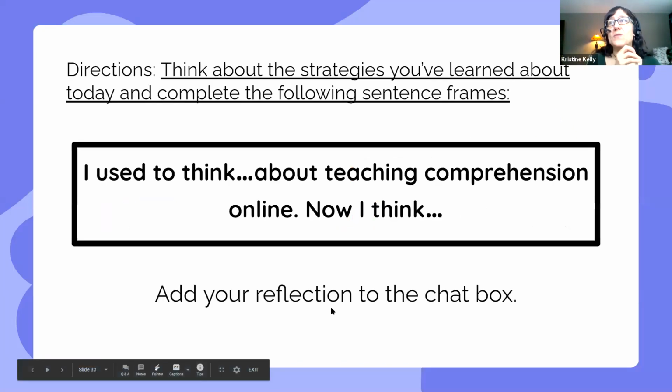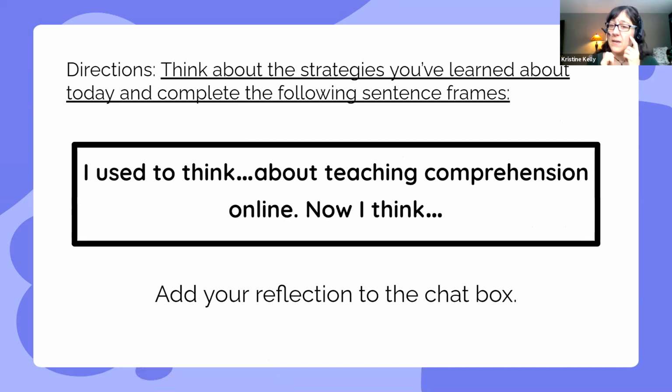So what I want you to do is think of the strategies you've learned about today, Penny's strategies, my couple of strategies, and complete the following sentence frames. I used to think blank about teaching comprehension online. Now I think blank. I didn't use the then variation, but what I would like you to do is take a moment and think, and I would love it if some of you would add your reflections to the chat box. So, I used to think blank about teaching comprehension online. Now I think blank.